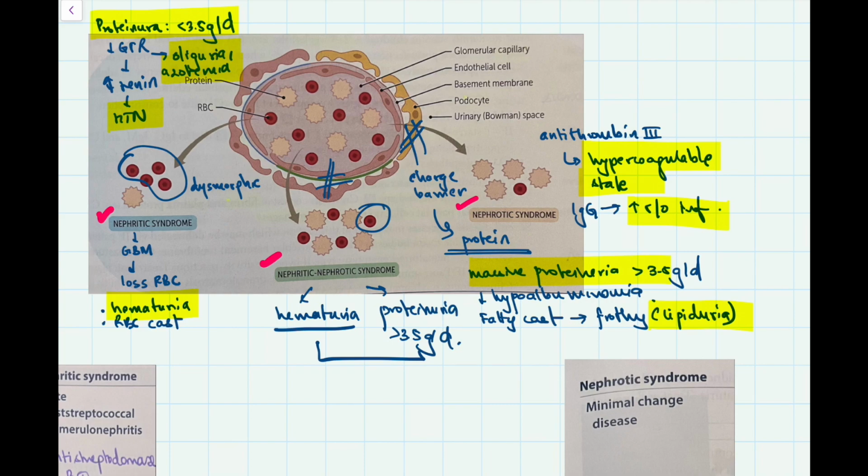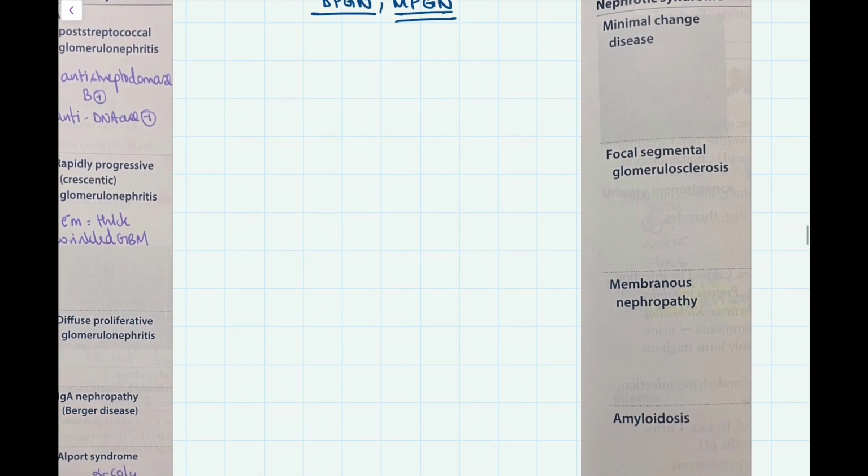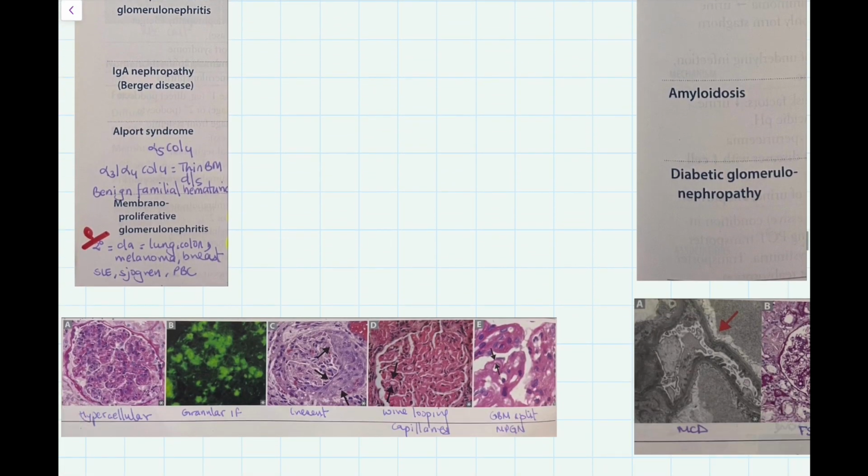Right? Nephritic-nephrotic syndrome can occur with any form of nephritic syndrome, but it is most commonly seen with diffuse proliferative glomerulonephritis and membranoproliferative glomerulonephritis. So now let us talk about the nephritic syndrome.